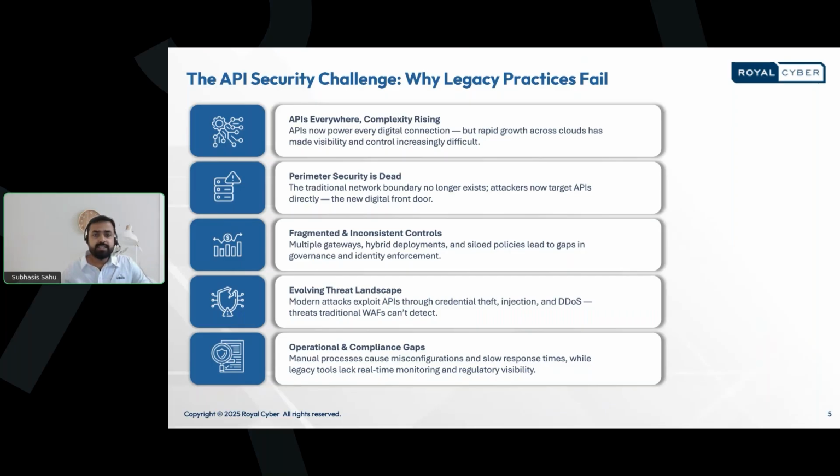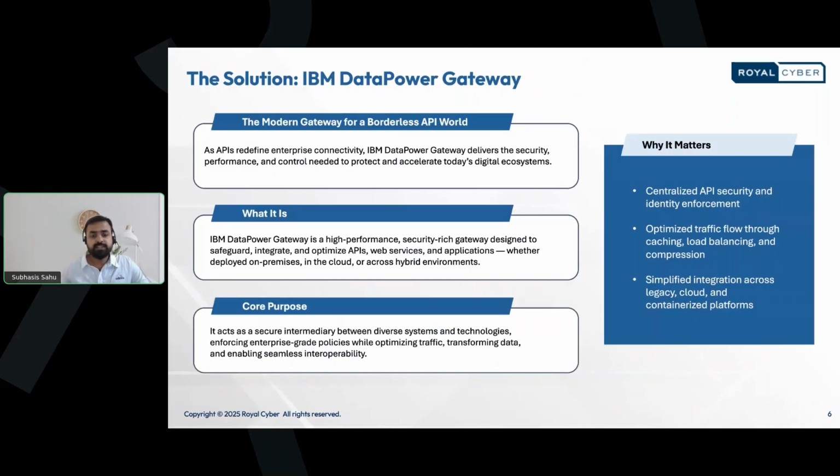So what exactly have we got as a solution? The solution is IBM DataPower Gateway, an offering from IBM, which has been providing solutions to multiple organizations for decades now. So where exactly does DataPower fit in? DataPower Gateway steps in and becomes relevant not just as any other gateway, but as a secure, high performance enforcement point for any of your APIs, web services, or any legacy integration. A security-rich gateway built for the borderless API world.